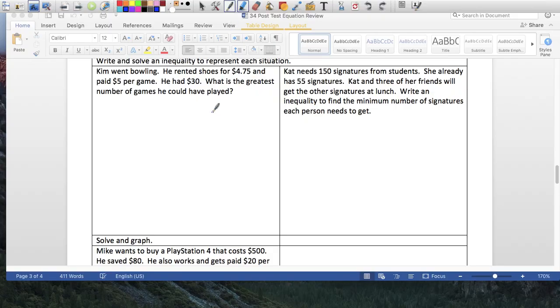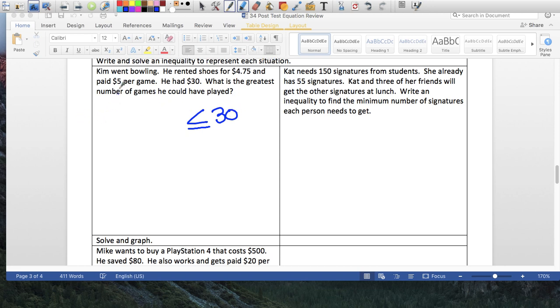Well, so the inequality is going to look something like this. He had $30. So whatever he spent has to be less than 30 or even equal to 30, right? Because it can't be greater than 30 because he doesn't have more than $30. So he can spend up to $30. So what did he spend?